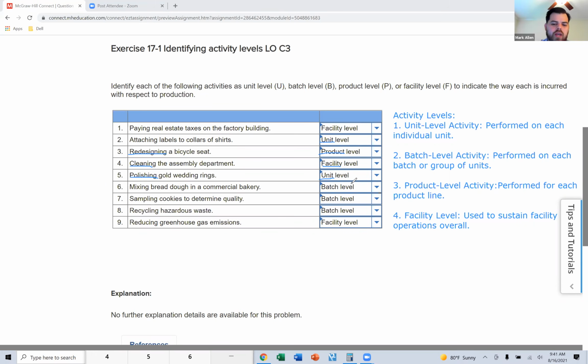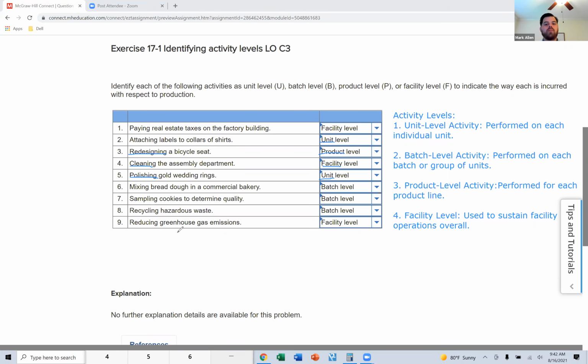Mixing bread dough in a commercial bakery. I'm not going to remix this every time I want to bake a loaf of bread. Can you imagine if Baird's or some other massive bread manufacturer just built up a little tiny dough ball and then built one little loaf of bread at a time? Can you imagine how inefficient that would be? So that's not what they do. What they do is they mix up a massive vat of dough, and then they have a machine that whacks that down into individual loaves, and then that gets baked. That's how that works. So it's a batch level thing.